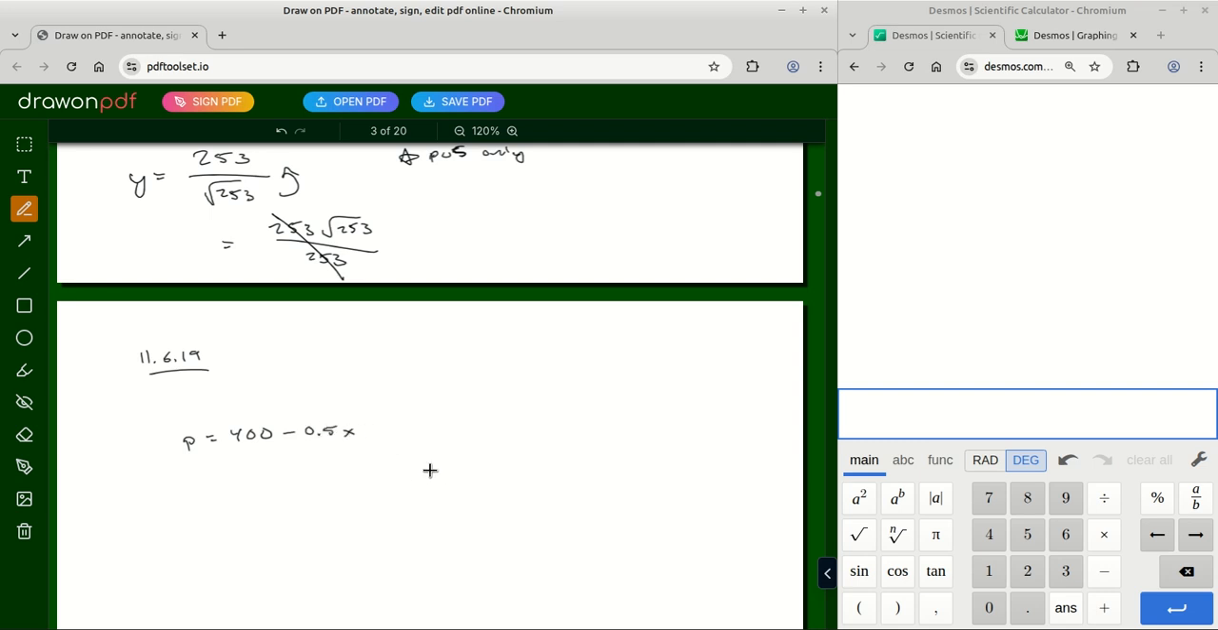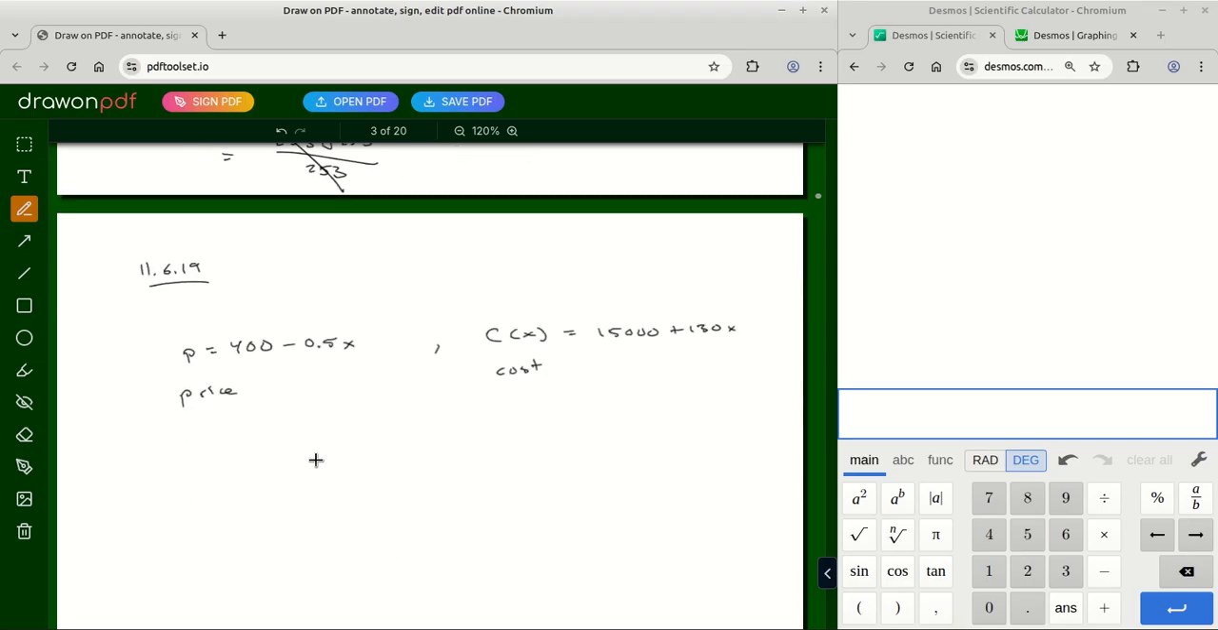Okay, so I got a little p, which means price, and then I got a capital C, which means cost. And they're looking for maximize revenue. They want you to maximize the revenue. Like basically, x equals what?